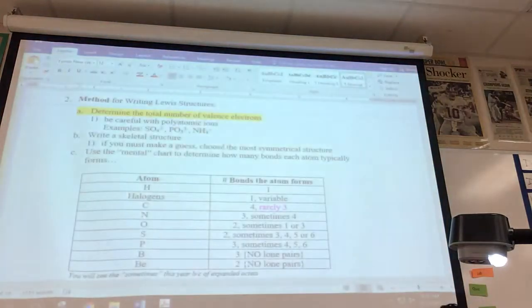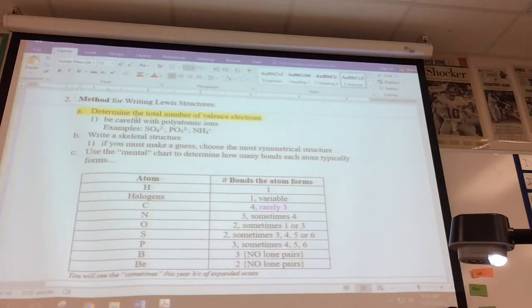What page are we on in the notes? We are going to pick up on page 5, I think. Page 5. Right here. We're going to go through the method for writing, and it looks like I'm going from 4 to 5. Yep. Certain steps you want to follow.